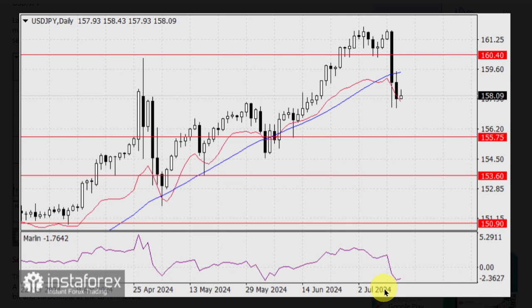The dollar could reach 155.75, but the price is still above the balance line, the red line on the graphic. A drop below this mark will bring back a stable decline, but for now, the market needs to cool down a bit and consolidate at the current levels.